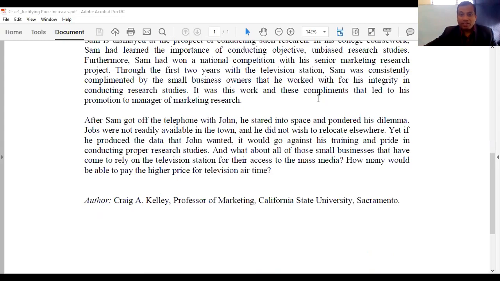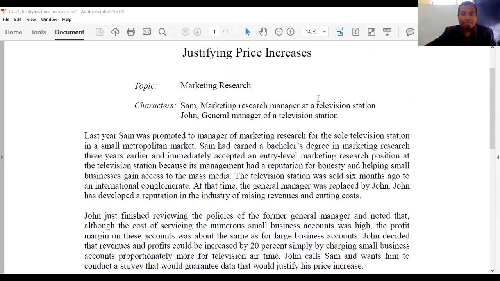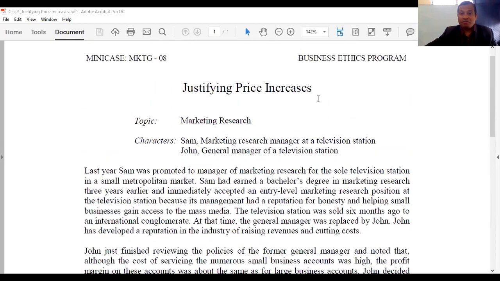Did you notice that this case study, although it's a mini case, is written by a professor of marketing at California State University? Justifying price increases. The specific topic is related to marketing research.